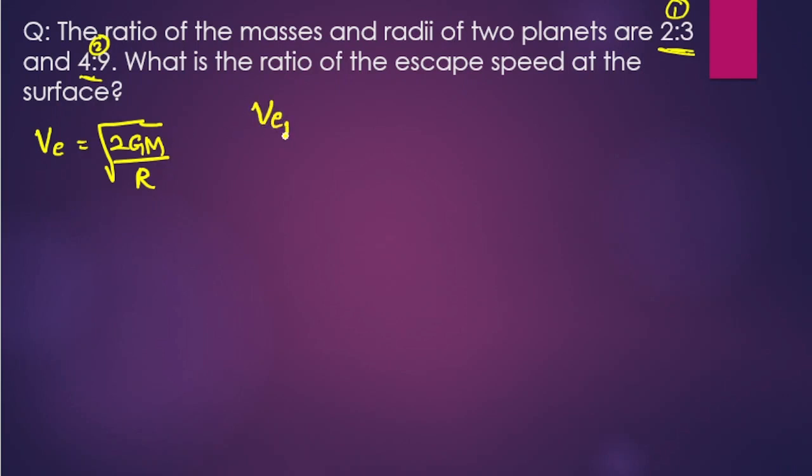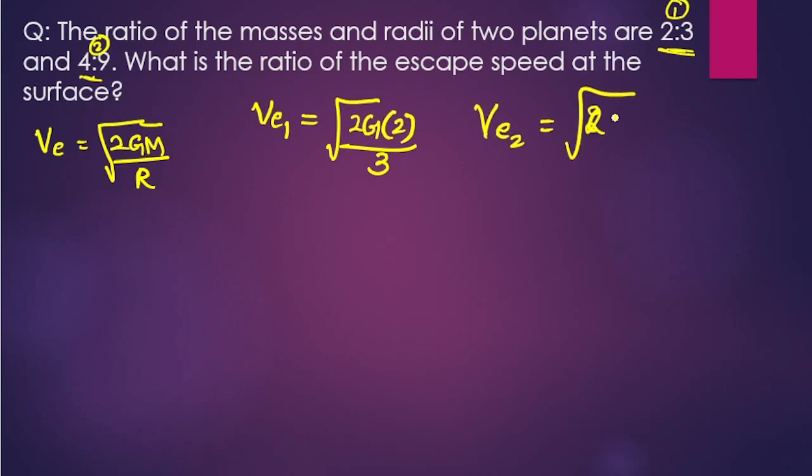So VE of our first planet is the square root of 2G. First given is mass, second given is radii. So our mass is 2 by our radii 3. Then our VE2 will be the square root of 2G, and here it is 4, so you will just substitute 4 by 9.